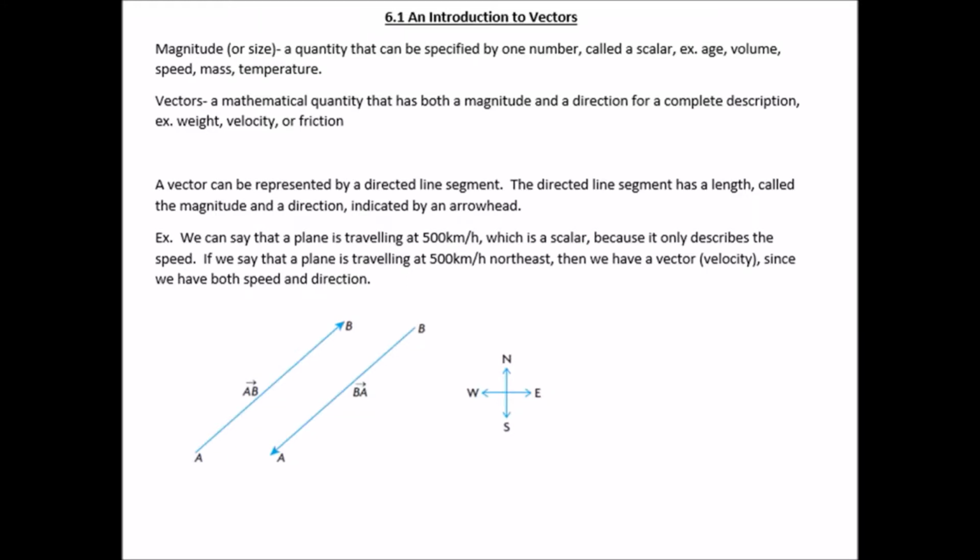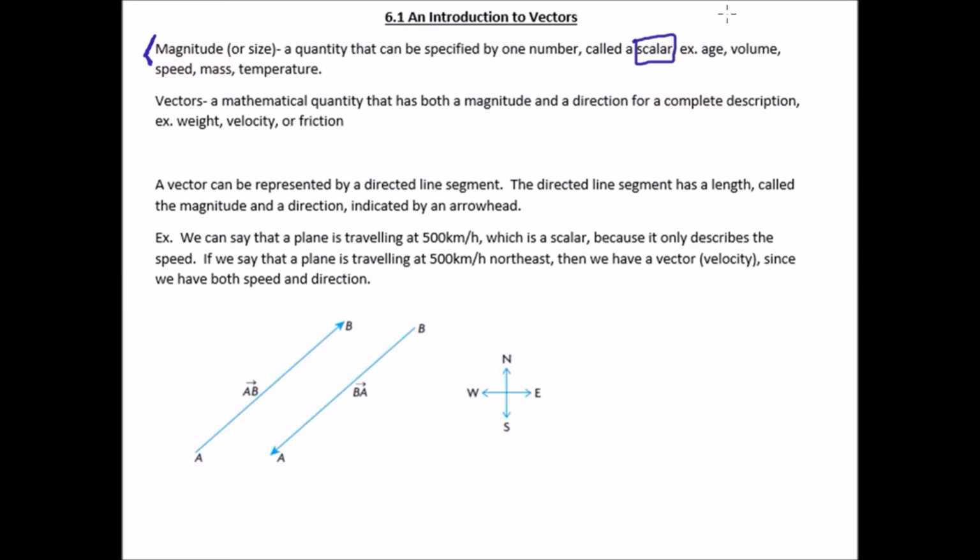Introduction to Vectors. So when we talk about vectors, we talk about two things. First, magnitude. This is a size, a quantity that is specified by one number. We also call it a scalar. So when you see scalar, just think of a number.